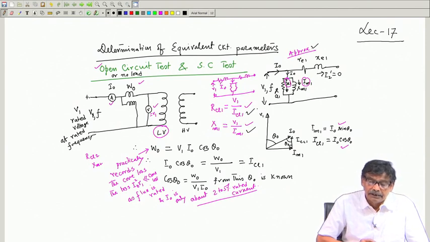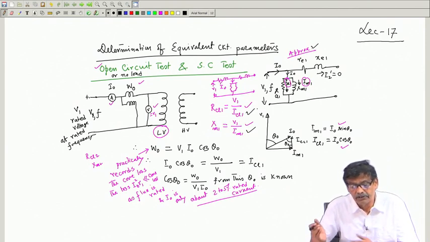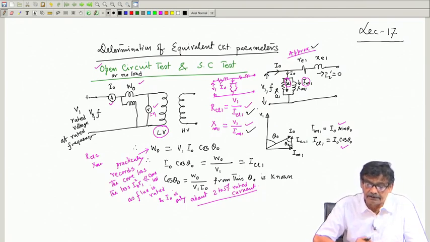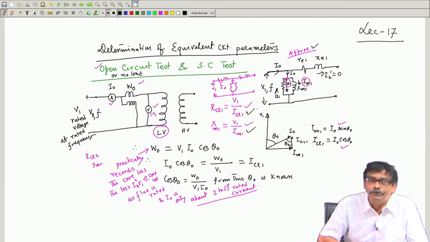Once I know that, now if I ask you the question, what is wrong if I carry out the test from the HV side, that I will decide slightly later. But what I am telling you is, after knowing this Rcl1 and Xm1, I can tell you what Rcl2 and Xm2 will be if you had carried out the test from the HV side.